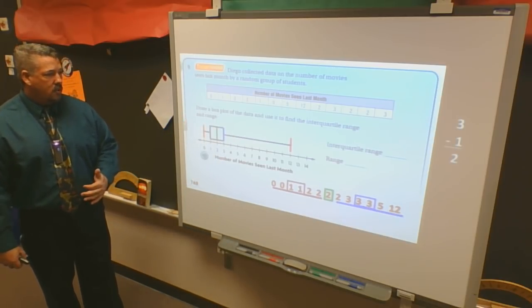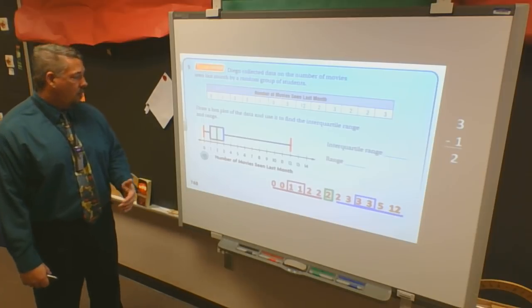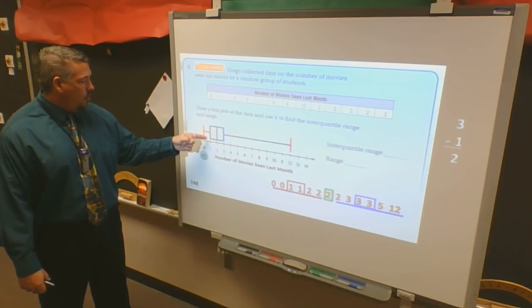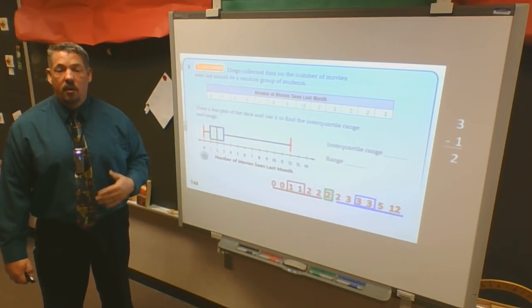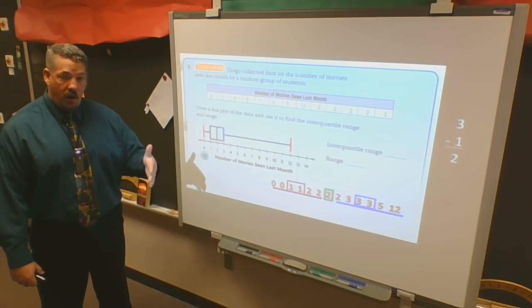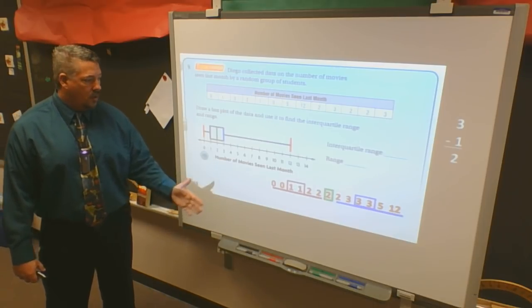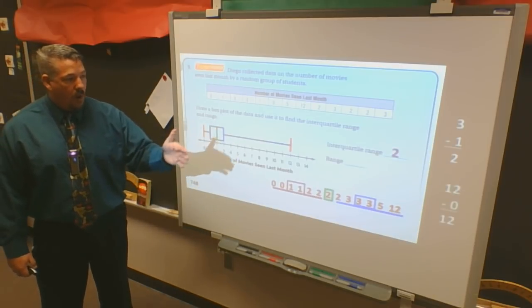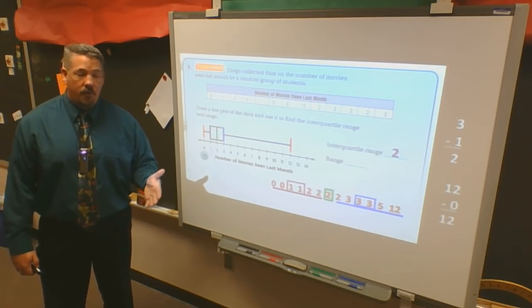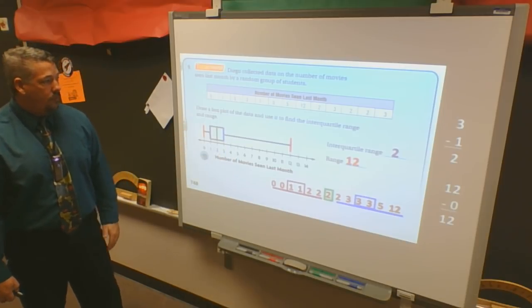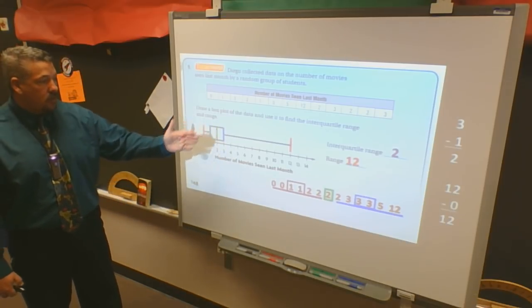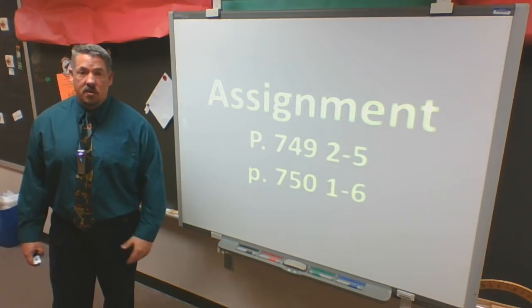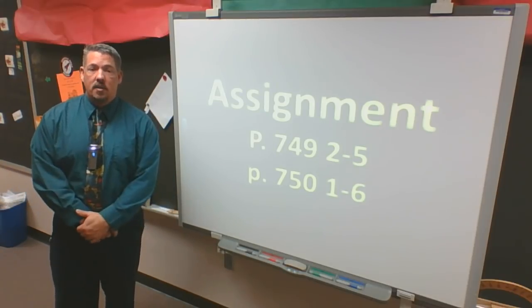What is my interquartile range? My interquartile range, I have a 3 for my upper, a 1 for my lower, so 3 minus 1 is 2. My range is the overall data set, so I have to go from 12 down to 0. So I would take 12 minus 0, which would give me 12. So I know my range is 12. That's all I had to do to finish that question, which takes me now to my assignment.